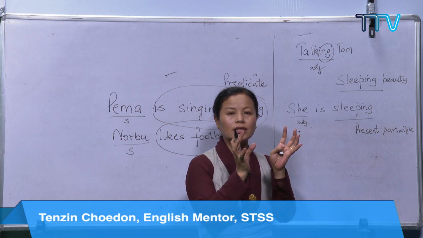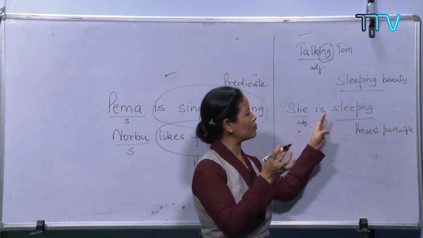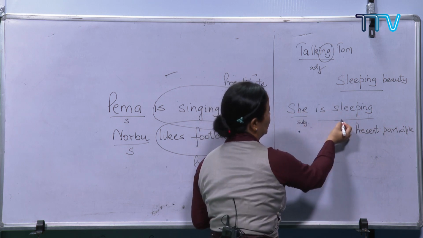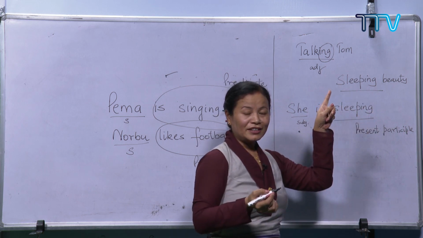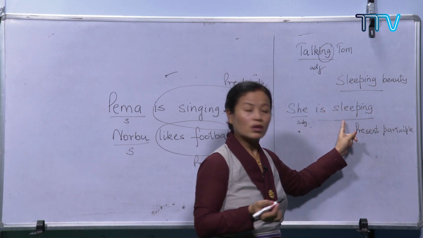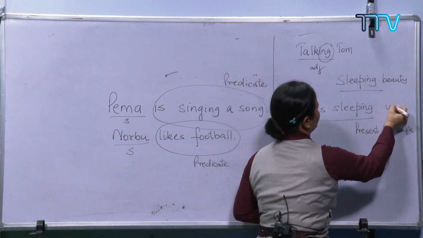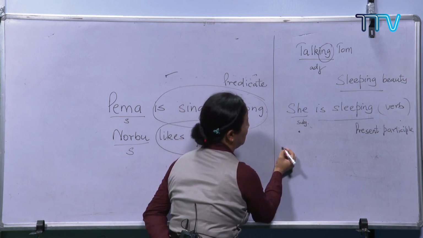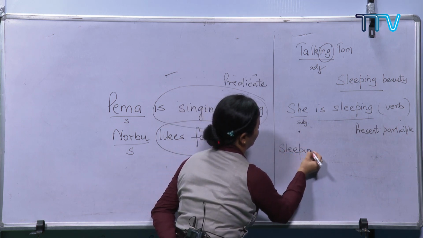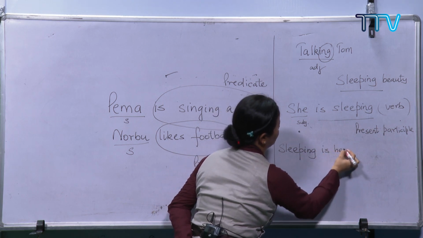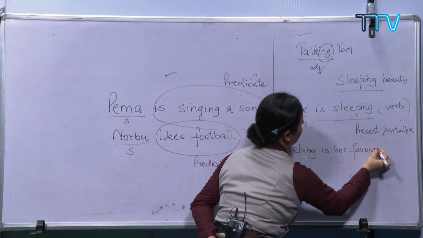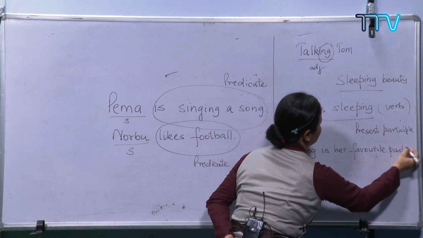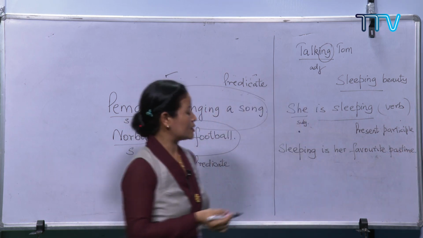So the confusion that is created is between the gerund and participle. I am discussing the present participle. She is sleeping is the present participle. Is it clear? It's working as a verb. Is sleeping is a verb, the present participle form of the verb. Now if I say, sleeping is her favorite pastime.